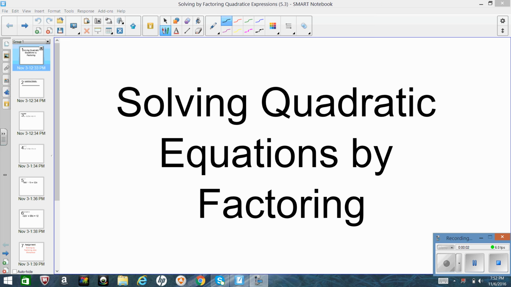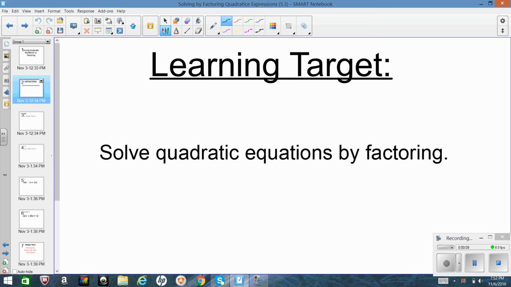Welcome, Algebra 2 students, to solving quadratic equations by factoring. Again, an extension of what you learned yesterday. Yesterday you just factored quadratic equations. Today we're going to take it one step further and solve. Your learning target is to solve quadratic equations by factoring.